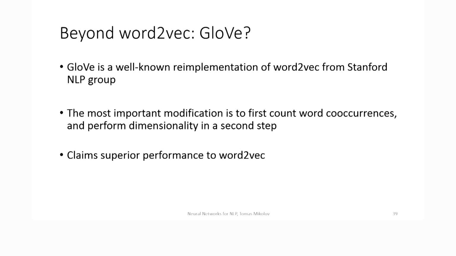So there were several attempts to get better than Word2Vec. Some were more successful, some were less. There was one famous example from the Stanford NLP group that tried to implement Word2Vec by changing the algorithm. Instead of seeing it as a neural network, they first counted the word co-occurrences in small windows, exactly the same as Word2Vec does, but they don't compute the dimensionality reduction at the same time. They just do it in the second step.